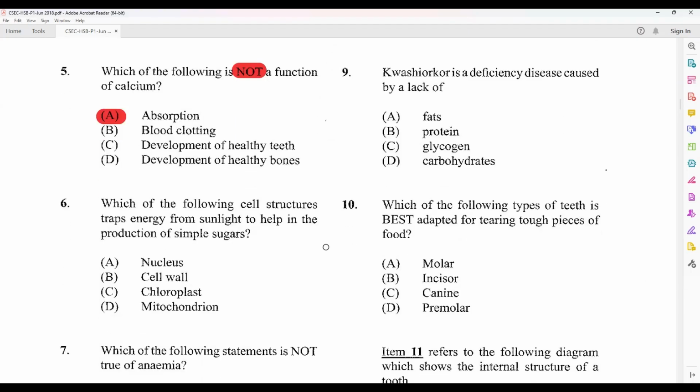Which of the following cell structures trap energy from sunlight to help in the production of simple sugars? And if we are trapping energy from sunlight, we are talking about photosynthesis. So this means plants, and the structure which comes to mind should be chloroplasts.